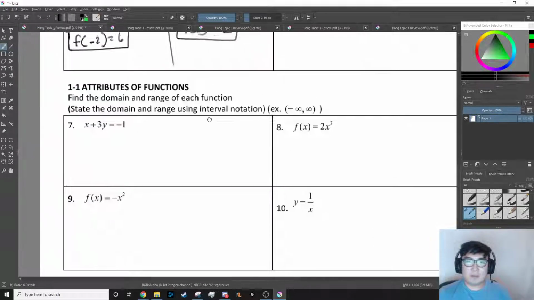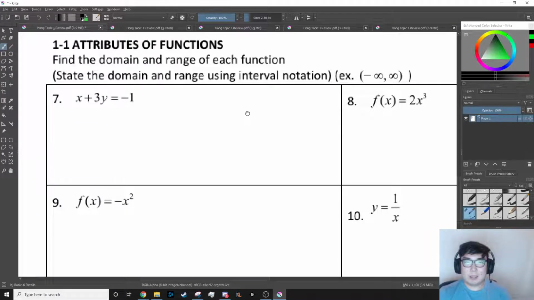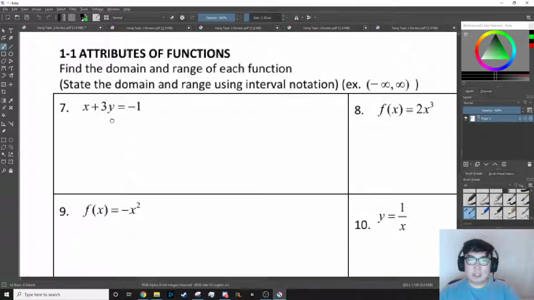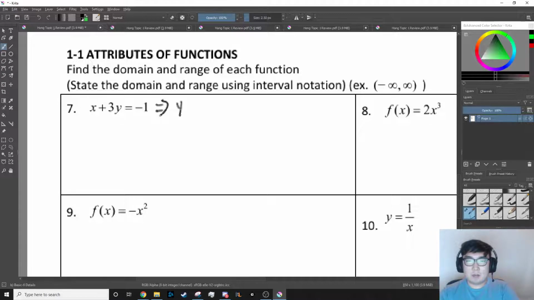So attributes of functions. This is another thing that we talked about in section 1.1 and throughout all of unit 1. Find the domain and range of each function. State the domain and range using interval notation. So let's look at 7. 7 has this weird looking equation, and I need it to turn into y equals mx plus b. To do that, I need to move everything away from the y. So I'm going to subtract x on both sides. So it becomes 3y is equal to negative x minus 1.